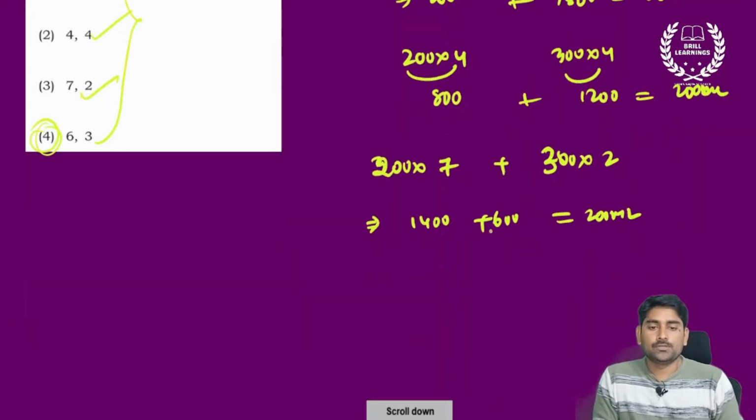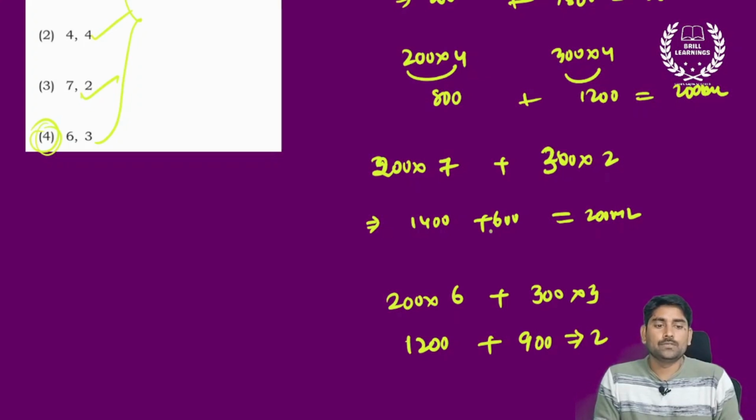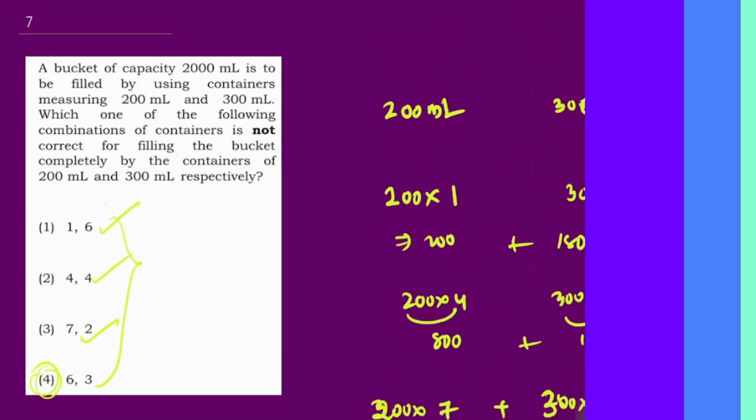Let's check that option also. So 200 ml into 6 plus 300 ml into 3. Here you will get 1200 ml plus here 900 ml, which gives us 2100 ml. So this is the wrong option. Let's move on to the next question.